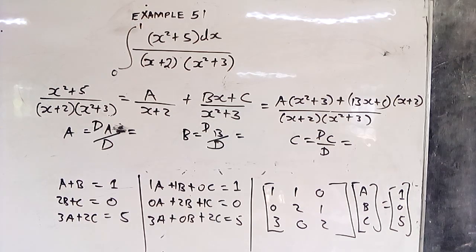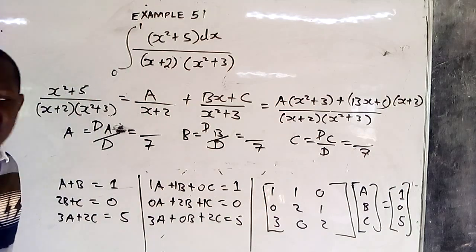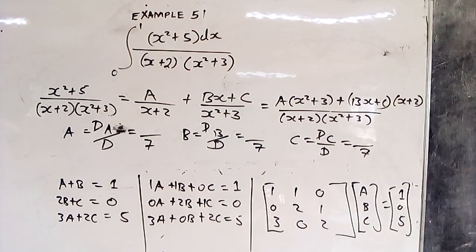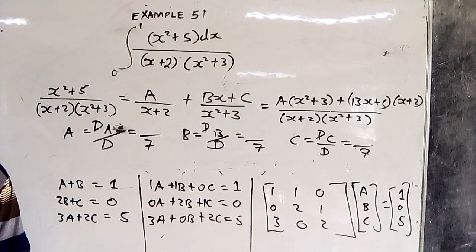Determinant of which matrix? Select the matrix. Shift and select the matrix. It was A. What do you have? 7. So it means D is 7. So where there is D, you put 7 all the way through. So you found D, isn't it? Are we together? D is the determinant of this matrix, isn't it? Are we together? Yes.